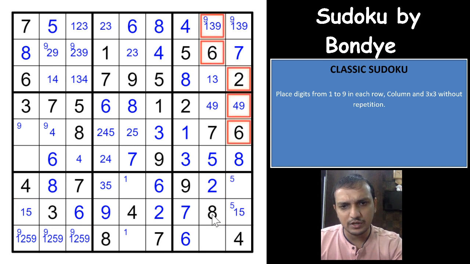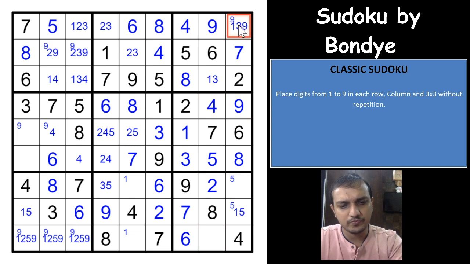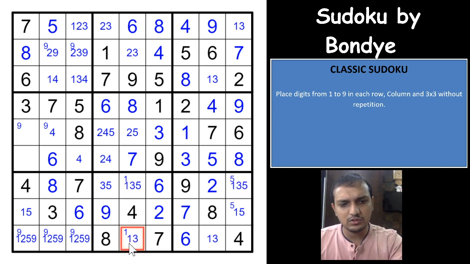So 1 3 4 and 9. 4 is already here, which means this would have to be 9. That would have actually been easy for us to see. So this cannot be a 9 now, and this would have to be 1 and 3. Okay, and this would have to be 1 3 and 5. Again, this would have to be 1 3 5.